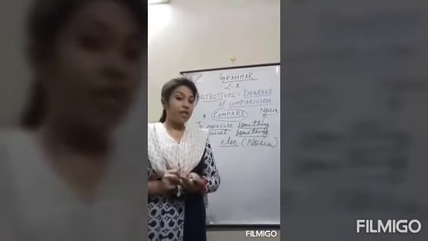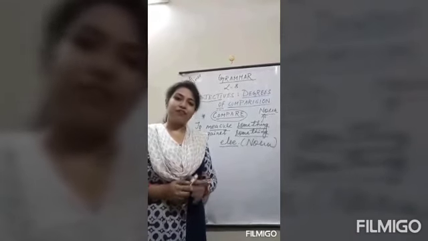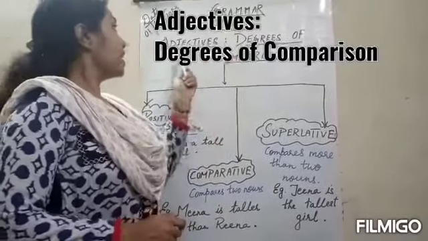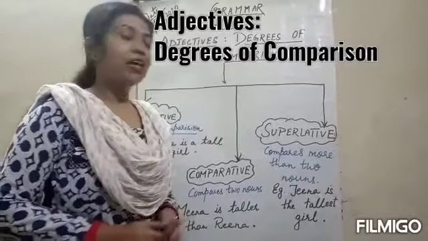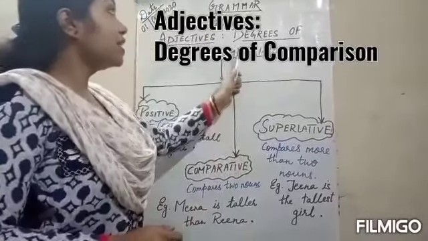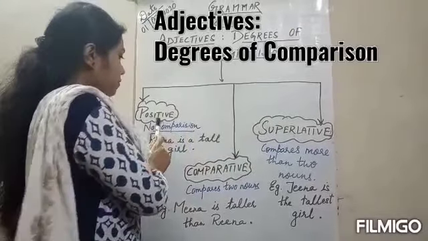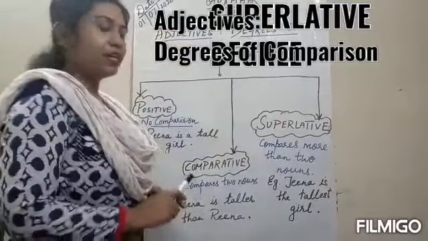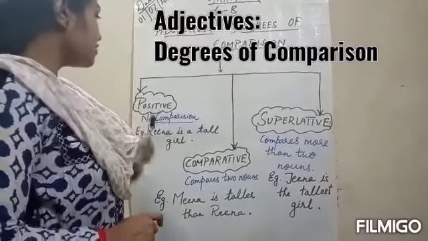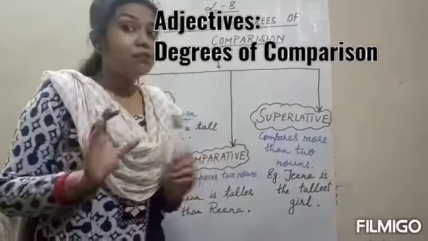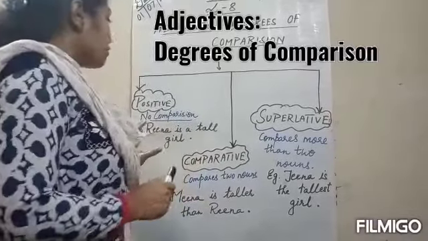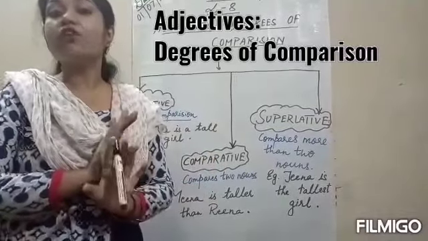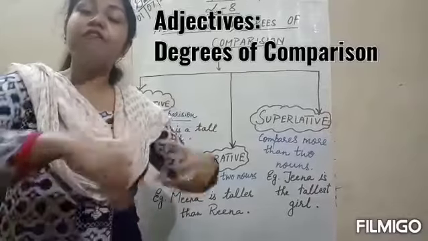So now let us proceed towards the degrees of comparison. So students, let's start lesson number 8, adjectives, degree of comparison. There are 3 kinds of degrees of comparison. First kind is positive degree, second kind is comparative degree, and third kind is superlative degree. In positive degree, there is no comparison between two nouns, okay? It means when we are just describing a noun by using an adjective, that's it. We are not at all comparing the same with any other noun.